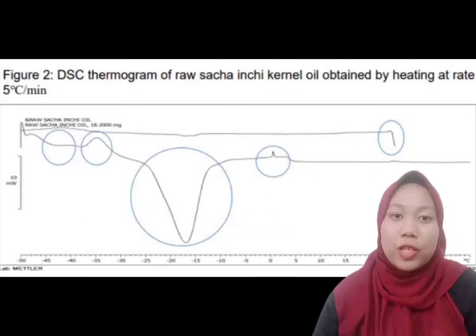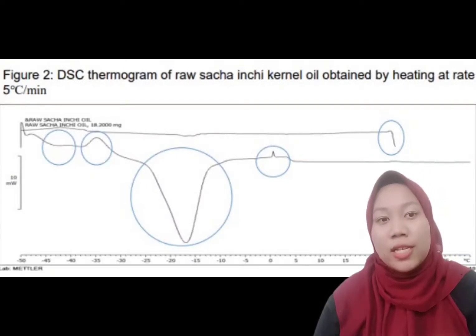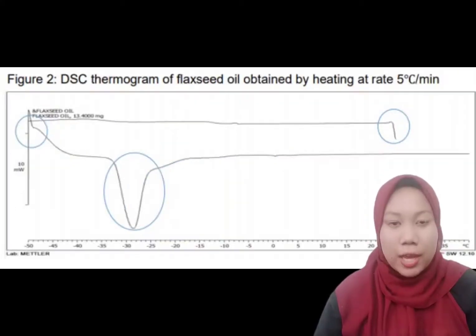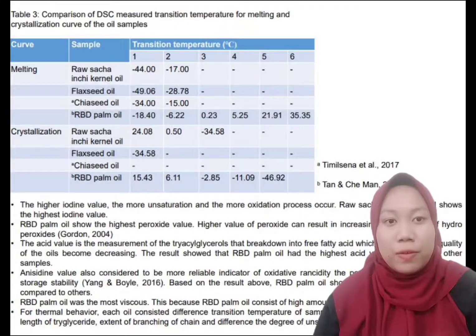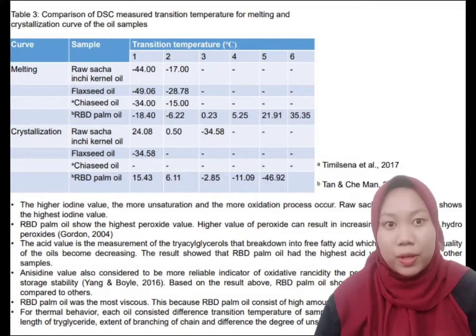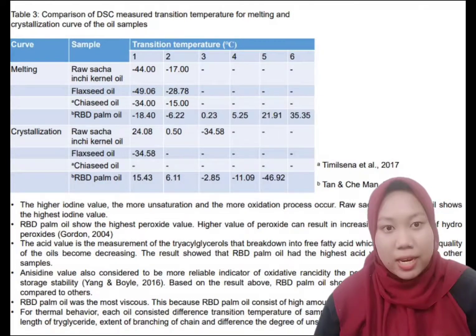And lastly, for thermal behavior, the samples that I had run were raw sacha inci kernel oil and flaxseed oil. For the other samples, the analysis could not be run due to some problems that occurred. The data of chia seed and RBD palm oil were referred from a previous study. Each oil has a different transition temperature. This is because of the different chain length of triglyceride, extent of branching of the chain, and different degree of unsaturation.